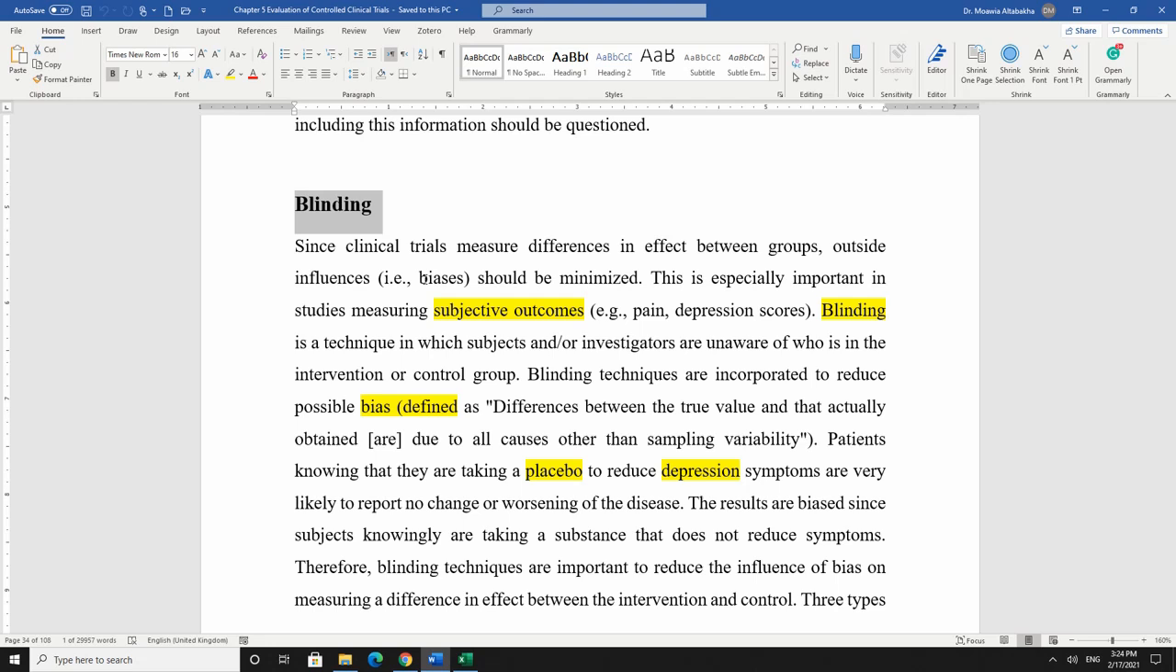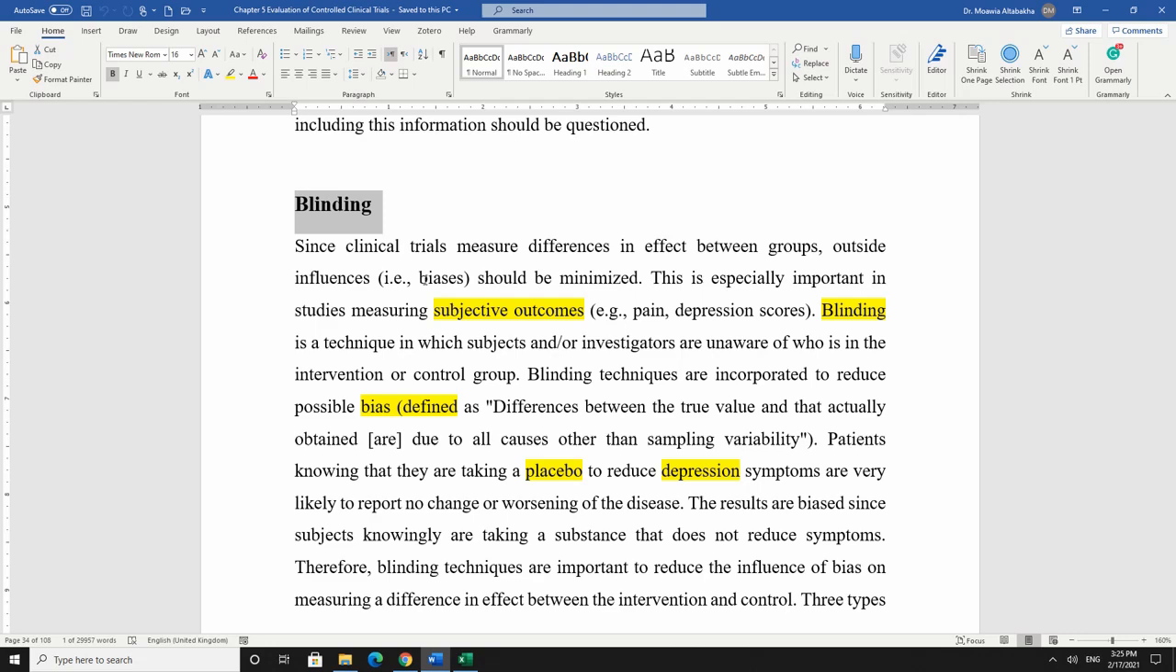And actually they found that when there is no blinding, okay, there is influence on the results, especially subjective results. So what does subjective results mean? Okay, I'll give you an example. If I want to measure cholesterol level, this is not subjective because you will take blood samples, and after analyzing them, they will tell you what the cholesterol levels are, right?